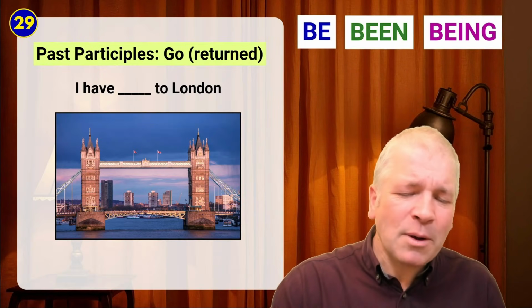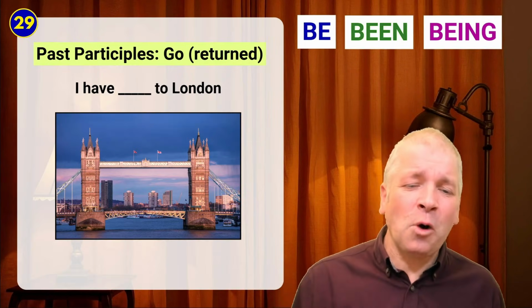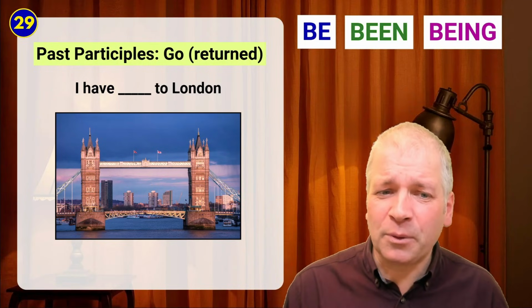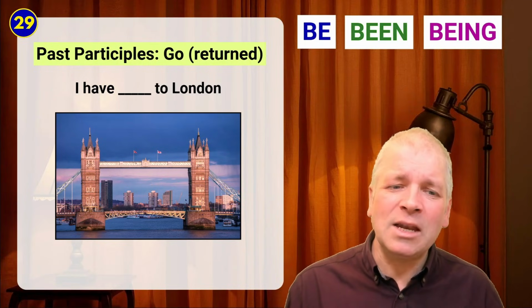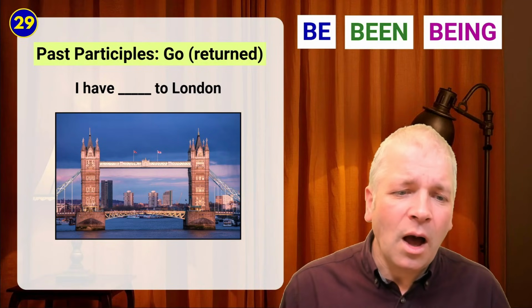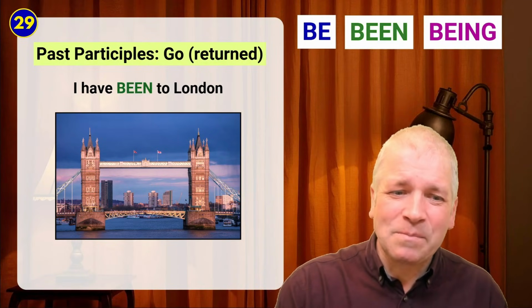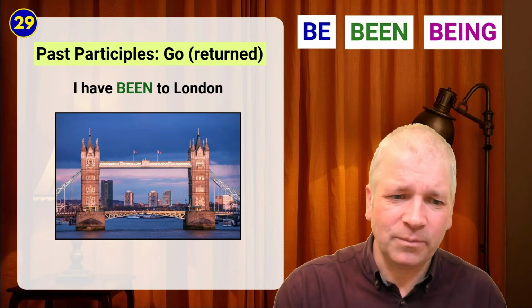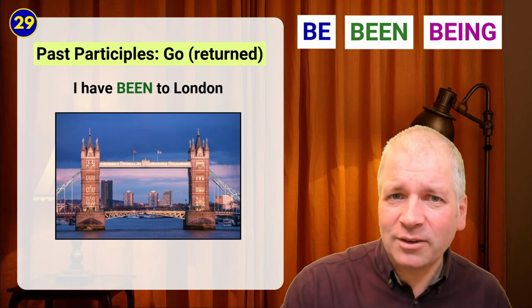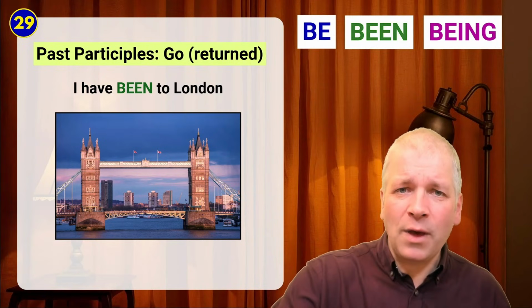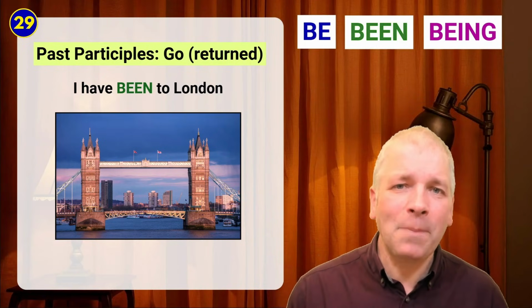Past participles take a form of the verb to be. Let's find out. Now, the most commonly used form of to be as a past participle is when we mean go. I have something to London. What is it? I have been to London. When you say I have been to London, it means you go there in the past and you come back.